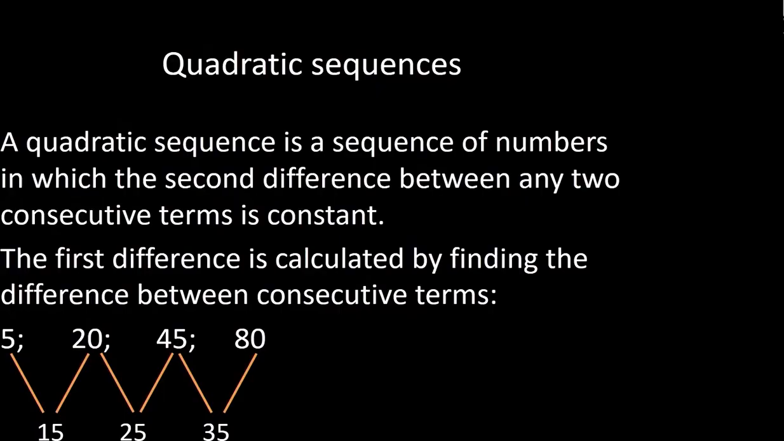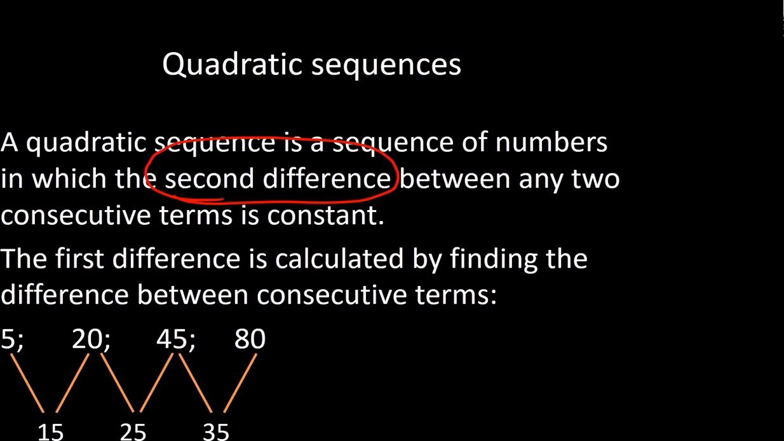All right. So a quadratic sequence, what is it? It's a sequence of numbers in which the second difference, not the first difference, the second difference between any two consecutive terms is constant, right? The first difference, we know how to do that. We used it when we were looking at linear number patterns. The first difference is calculated by finding the difference between consecutive terms.